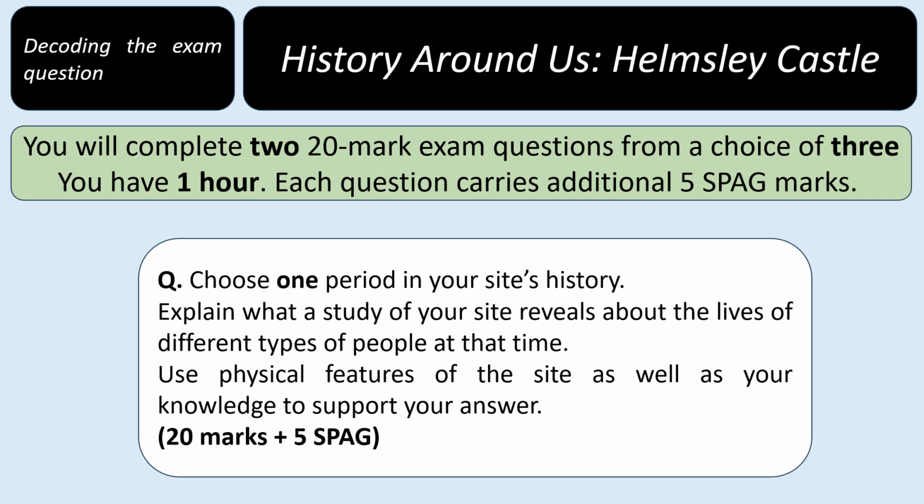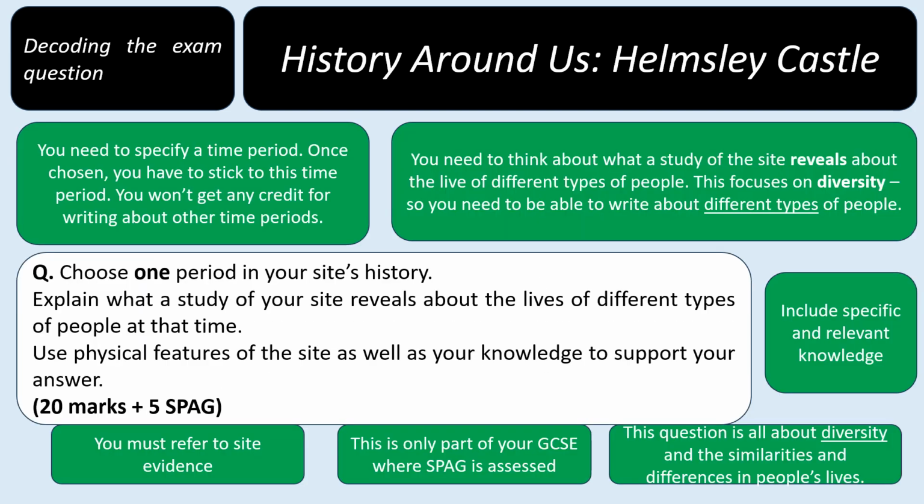And you also need to think, it says here about the lives of different types of people at that time. So you can't just look at one group of people, you need to look at 2, maybe 3 different groups of people within your answer. And obviously, as usual with History Around Us questions, you have to use physical site evidence in your answer. So as you see the site today, what does that site tell you about how people lived their lives in the past?